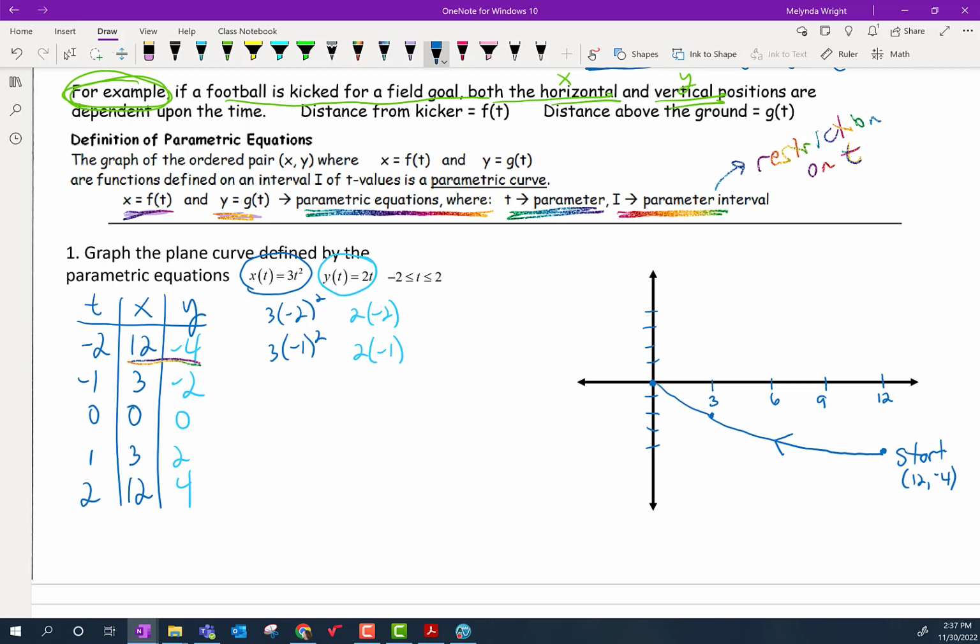Okay, so let's see. Our next point is 3, 2. And then our last point is 12, 4. And so we're going to write end and write the point 12, 4. All right, that's our very first parametric graph.